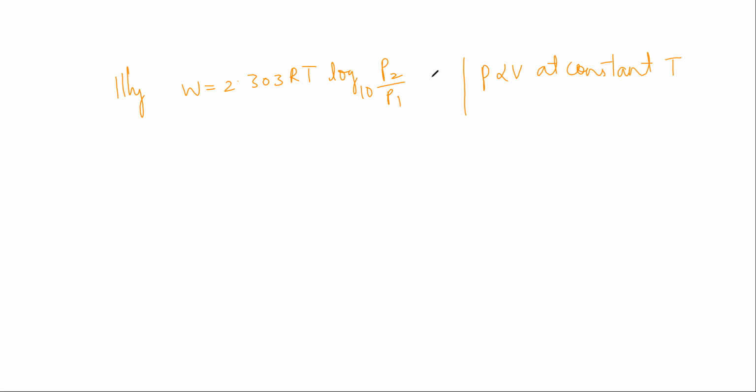Similarly, W is equal to 2.303 RT log of, in terms of pressure, to the base 10, P2 by P1, because P is inversely proportional to V at constant temperature. Here P1 and P2 are the pressures of the gas corresponding to the volumes V1 and V2.